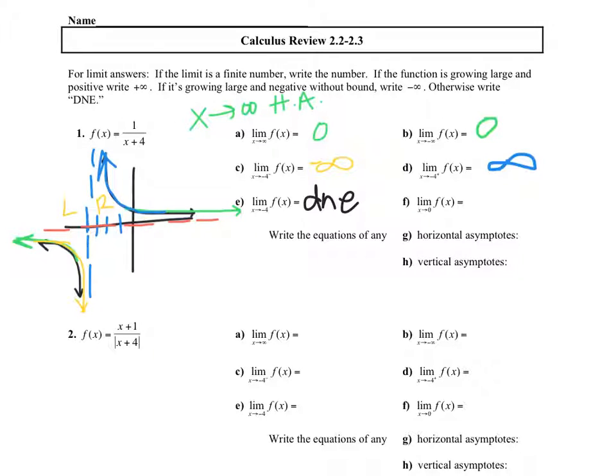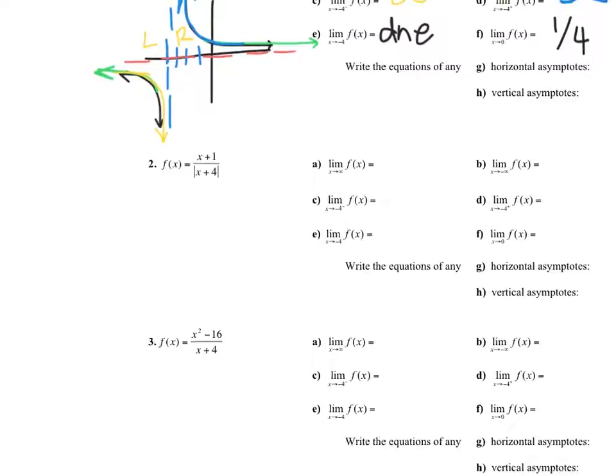Just plug 0 in. You can do that on your calculator if you want to. Hit trace, plug in 0, you get 0.25. Or when you look at it and you plug it in, you get 1/4. Okay, let's look at the next one. The next one's a little different.